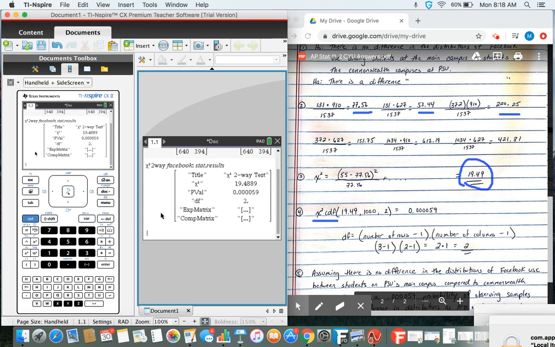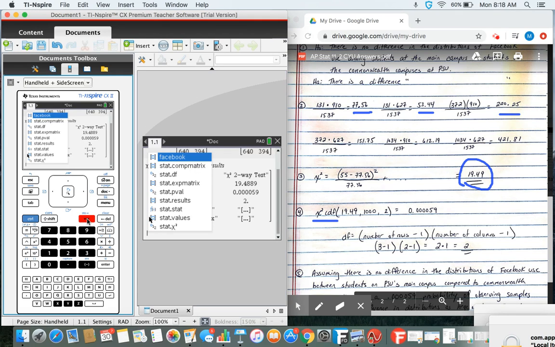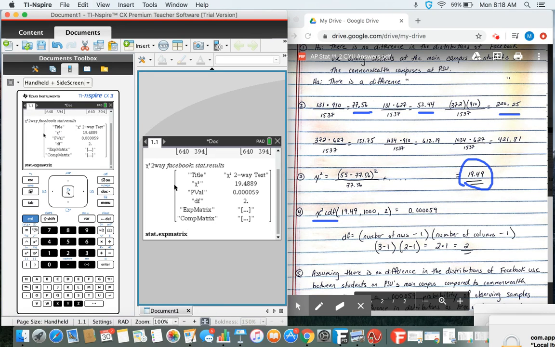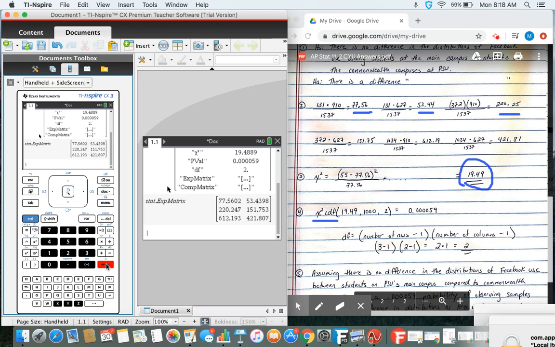So once you run the test, you now can hit the vars button here. Hit that button, and all these different things should appear, and you can click on any one that you need. So the first one I'm going to click on is our expected matrix, meaning what were our expected counts. Bring that up, hit enter. There they are, and they coincide with the cell or the spot that they were in. So for Penn State main campus students going on several times a month or less, our expected counts were 77.56. All right, and so on.